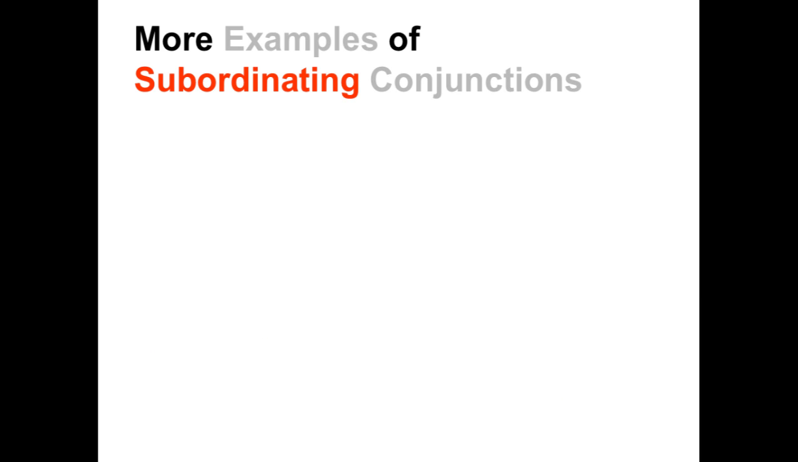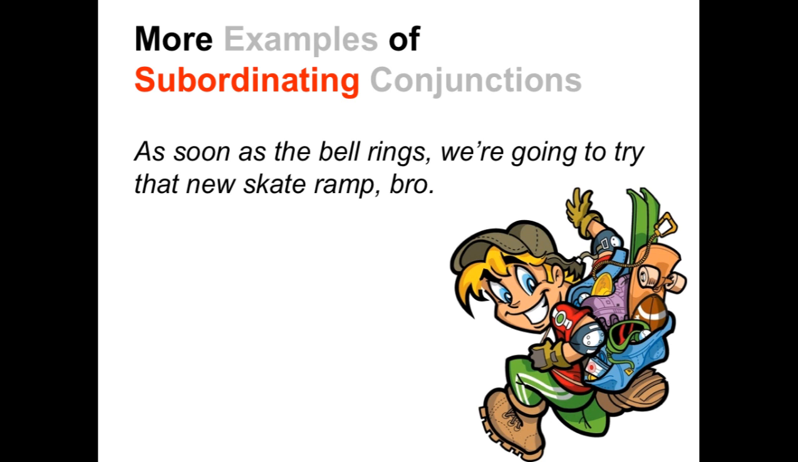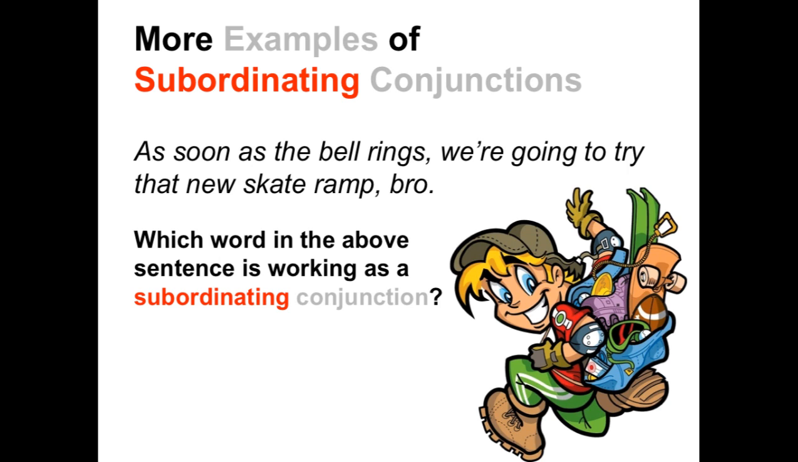And here's one more example of a sentence using a subordinating conjunction. As soon as the bell rings, we're going to try that new skate ramp, bro. Which word in this sentence is functioning as a subordinating conjunction? I'll give you a hint. It's more than one word. The subordinating conjunction in this sentence is as soon as, which is three words, but still functioning as a single subordinating conjunction.